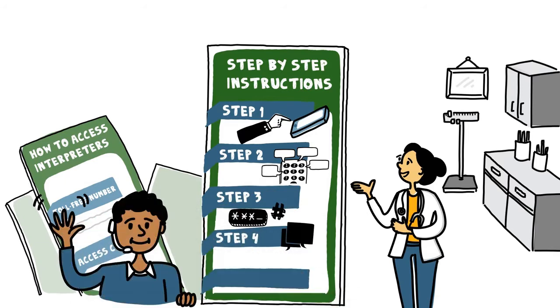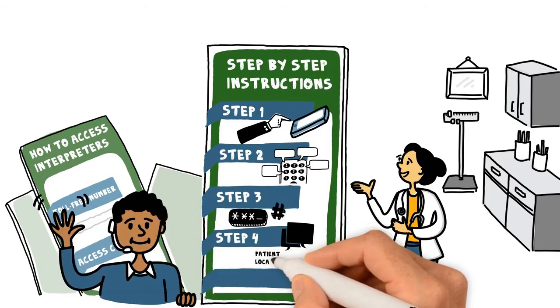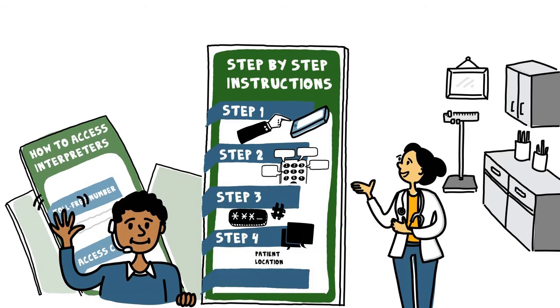Use the speakerphone if the patient is in the room with you. If the patient is not with you, use the conference function to include them. Step 5. You'll be connected to an interpreter who will identify themselves and ask the purpose of the call. Introduce yourself and begin speaking to the patient. Announce the end of the call when finished.